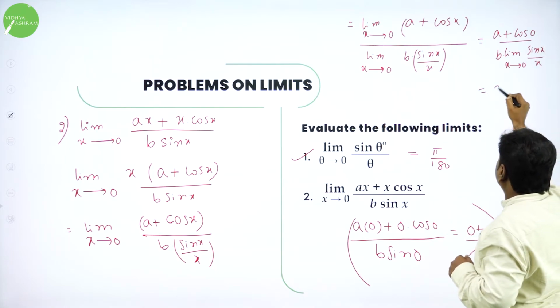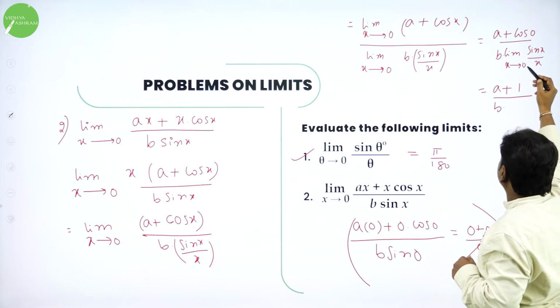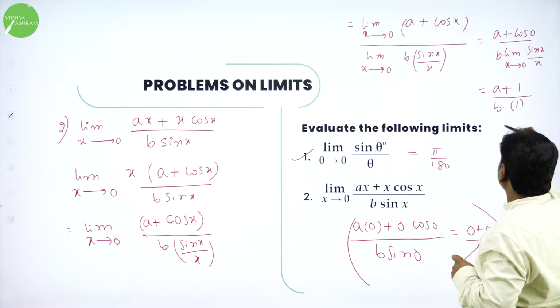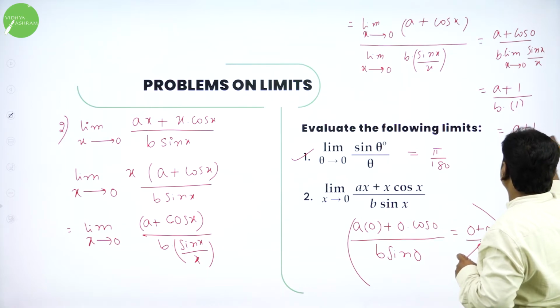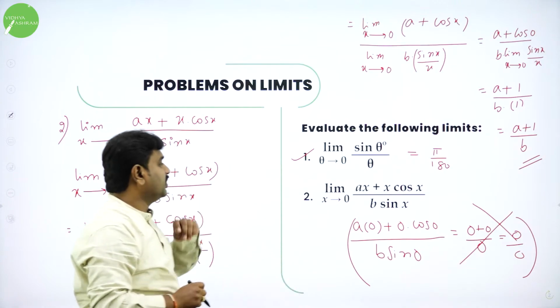Now next step, a plus, what is cos 0? Cos 0 is 1, divided by b into limit x tends to 0 of sin x by x, which is what? 1. So final answer is (a plus 1) by b. This is the answer. What is the answer? (a plus 1) by b.